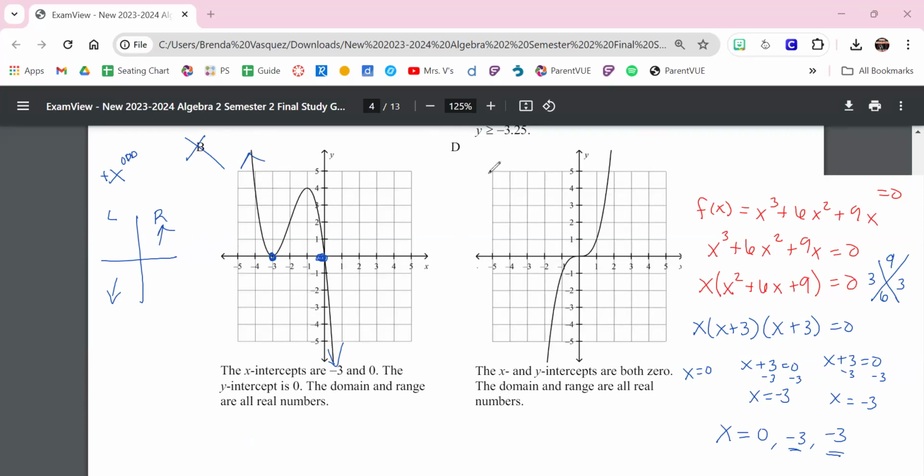And let's see the last one. D only has a 0 at 0. It's missing the 0 at -3. So my option has to be A.